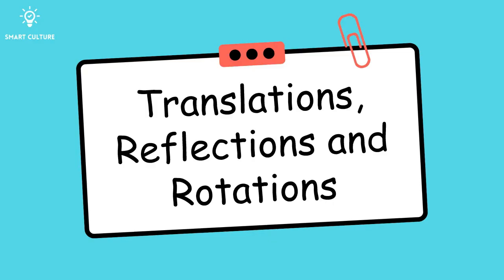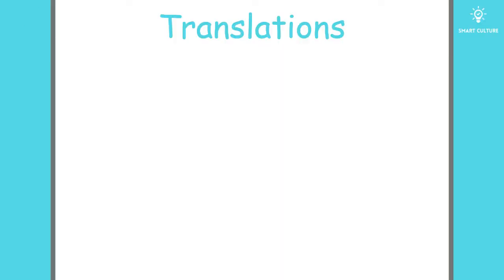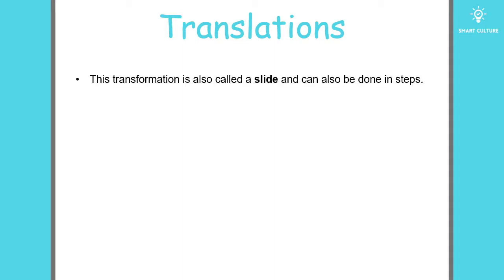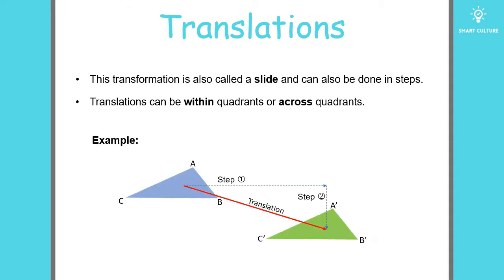In this video, we'll learn about translations, reflections, and rotations. Next, we'll talk about translations. So this transformation is also called a slide and can also be done in steps. Translation can be within quadrants or across quadrants. Let's take a look at this example.